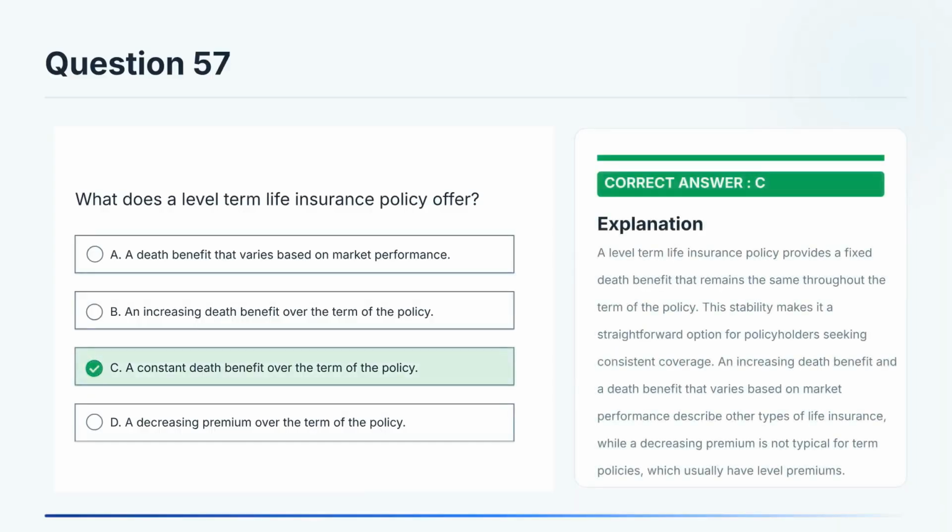The answer is C. A constant death benefit over the term of the policy. A level term life insurance policy provides a fixed death benefit that remains the same throughout the term of the policy. This stability makes it a straightforward option for policyholders seeking consistent coverage. An increasing death benefit and a death benefit that varies based on market performance describe other types of life insurance, while a decreasing premium is not typical for term policies, which usually have level premiums.